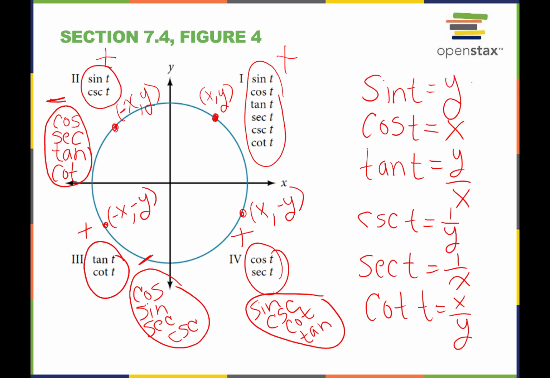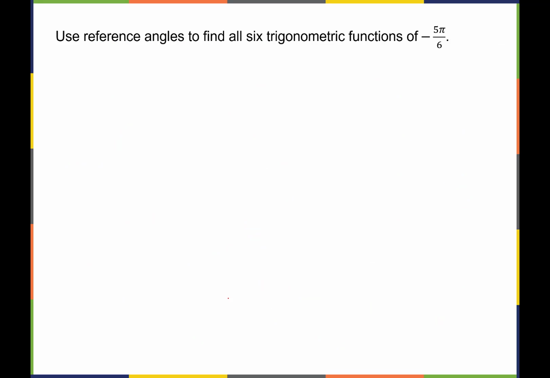So these will be negative in the fourth quadrant. Okay, we are going to use the idea now that we know where our trig functions are positive, negative, and we're also going to tie in reference angles to find all 6 trig functions at the angle of minus pi over 6.